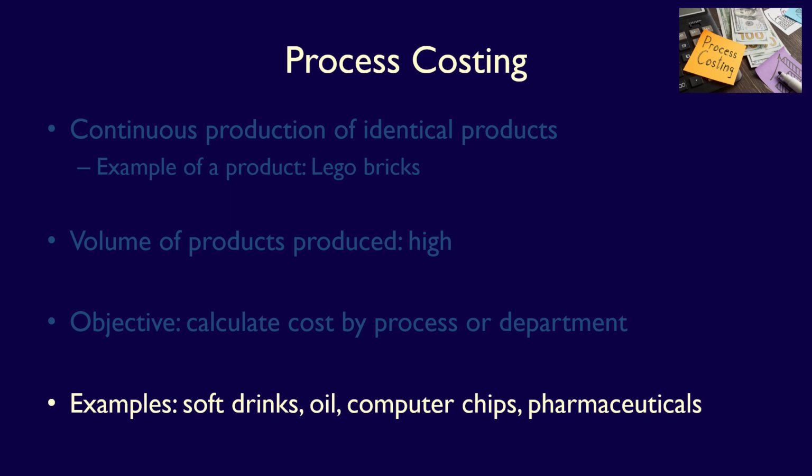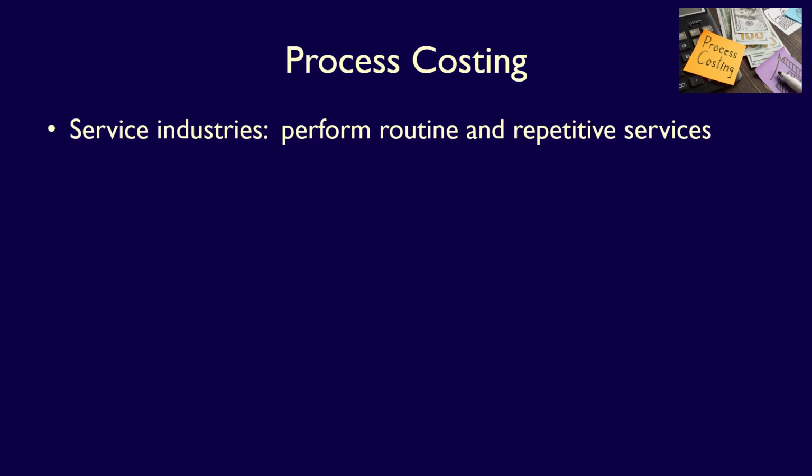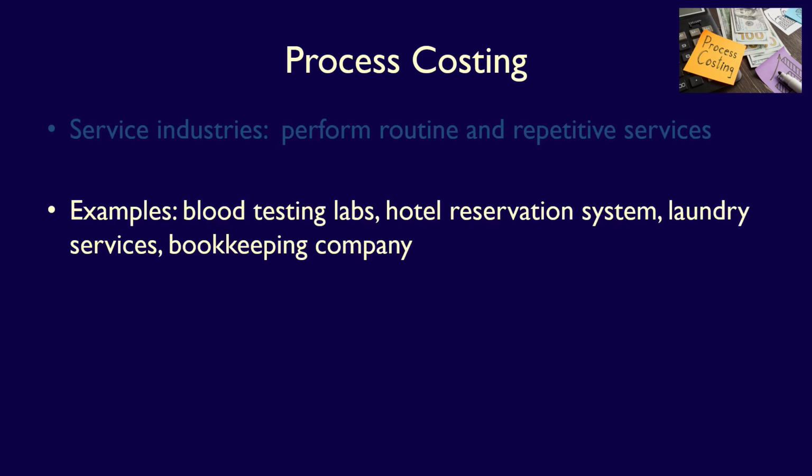Examples of industries which use process costing systems include soft drink companies, oil refineries, computer chip manufacturers, and pharmaceuticals. Any business which produces identical products in a continuous process likely uses a process costing system. Service industries may also use process costing. Any service industry which performs repetitive, routine services would benefit from using a process costing system since they are performing the same services over and over again.